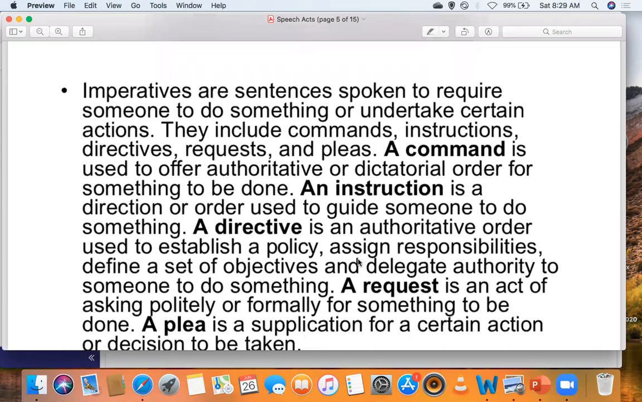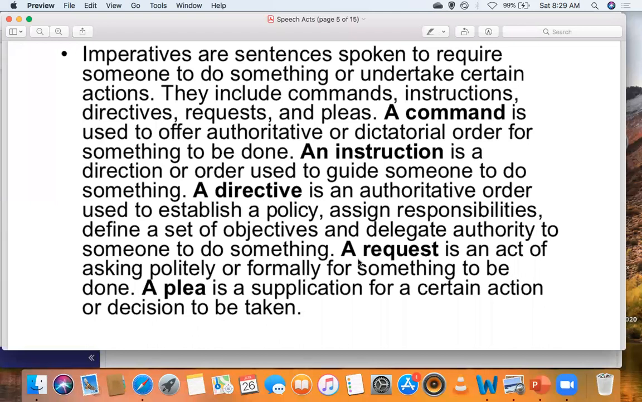So in that light, we can understand these definitions. A command is used to offer authoritative or dictatorial order for something to be done. An instruction is a direction or order used to guide someone to do something. A directive is an authoritative order to establish a policy, assign responsibilities, define a set of objectives, and delegate authority to someone to do something. A request is an act of asking politely or formally for something to be done. A plea is a supplication for a certain action or decision to be taken. So you can see the hard and soft imperatives.